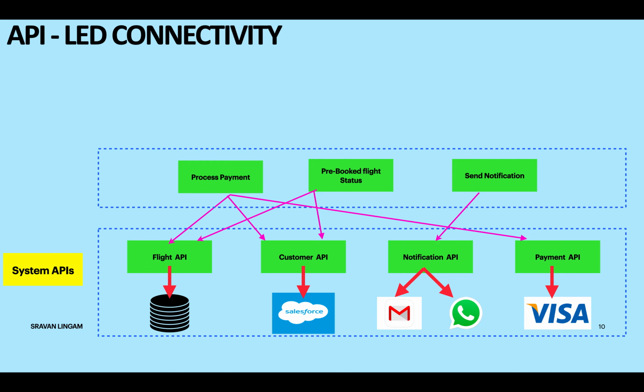So what you are doing in this layer, all this process we call process APIs, that's why it is process, right? You are connecting to more than one system here, just to serve a business use case, business purpose. So for process payment, you are connecting to the flight API, customer API and payment API. To check the status, you don't need the payment API because it's already booked. So you just need your customer name and flight. And if you want only to send a notification, you can connect to the notification API. So this is how internally when we develop APIs, we do this process. That is called process API.